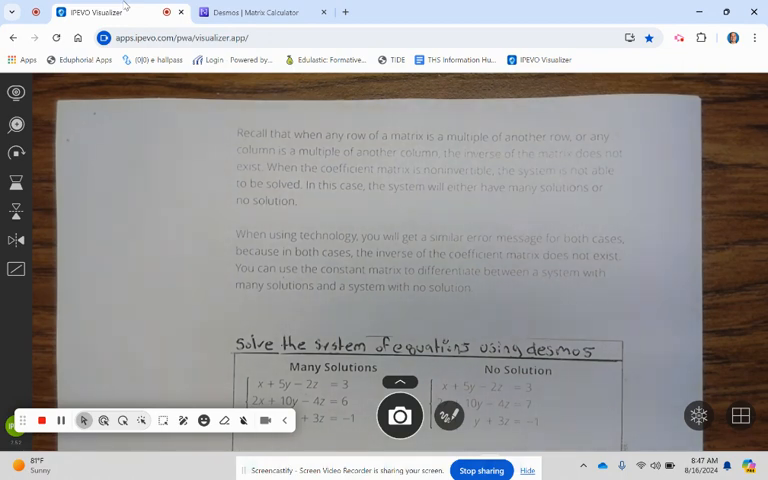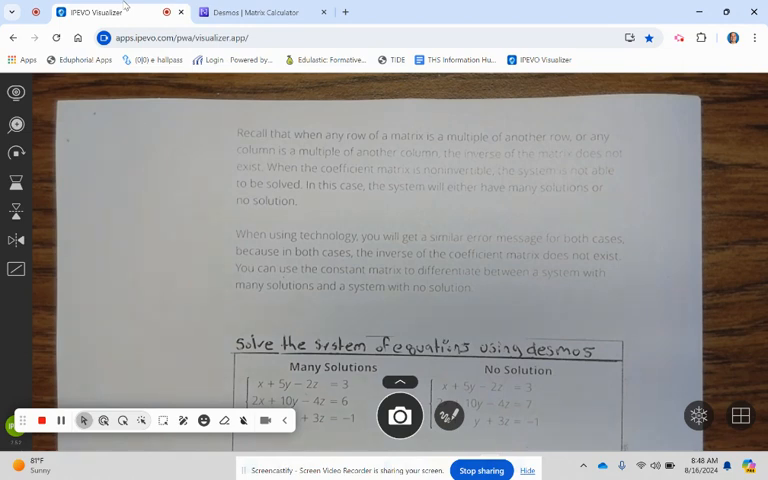Recall that when any row of a matrix is a multiple of another row, or any column is a multiple of another column, the inverse of the matrix does not exist. When a coefficient matrix is non-invertible, the system is not able to be solved. In this case, the system will either have many solutions or no solution.